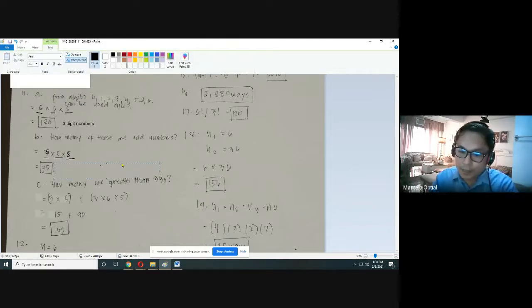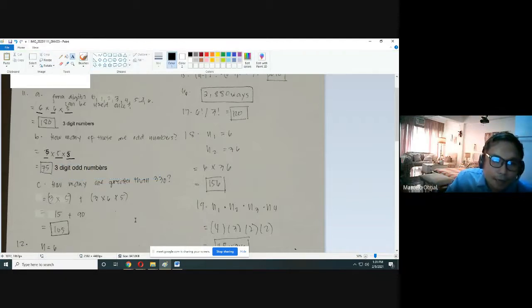Unit that should be 3 digit odd numbers. Okay, that should be the unit. Now for letter C, how many are greater than 330? Okay, so from dito, okay, 180 man lahat, tinatanong ka ilan lang yung 380 at 330 greater than 330, ilang 3-digit numbers lang. Okay? So you need to analyze carefully, okay? Para ma-analyze natin ito, I think we need to divide the analysis, no?